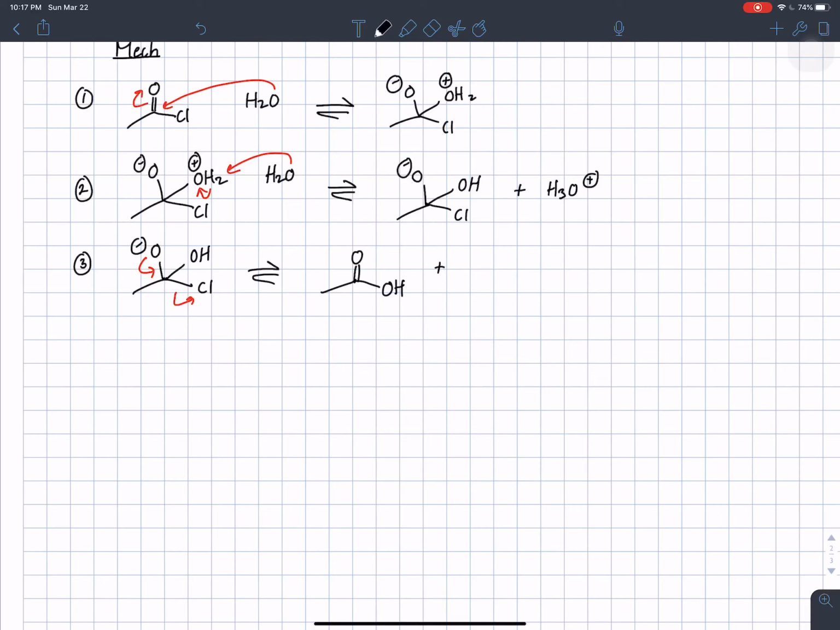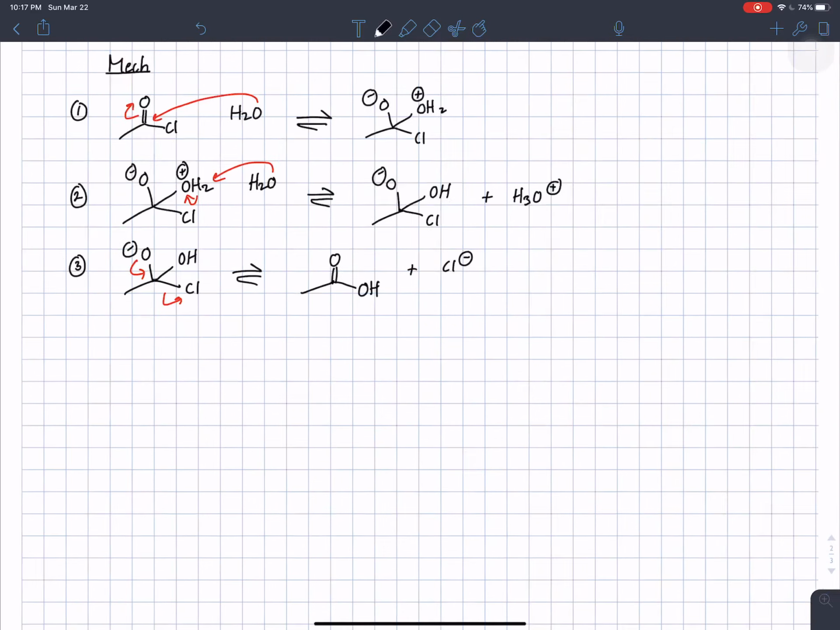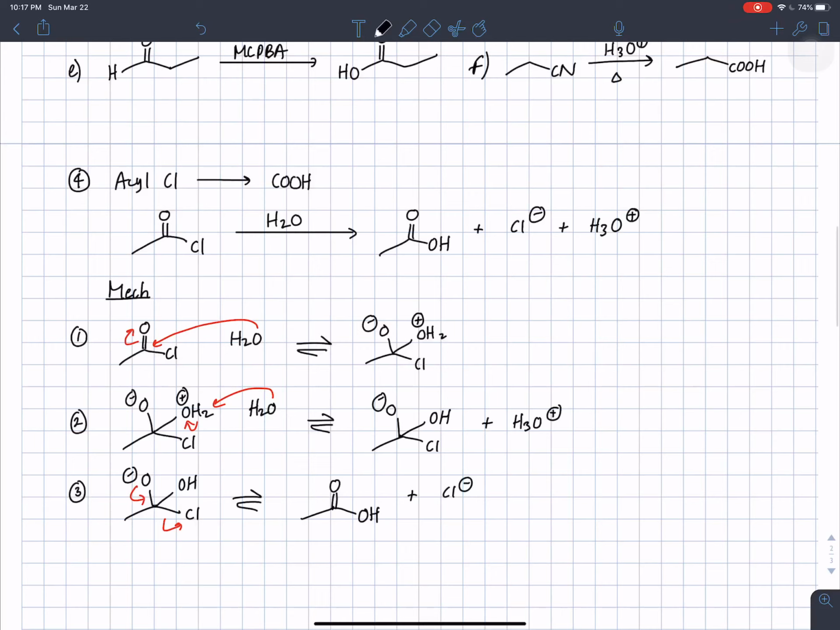So you don't even need anything. You literally just need water and this reaction happens. So pretty simple. Any of the most reactive ones, which will include acyl chloride and anhydride, will just need water to turn into carboxylic acid. So that was our first reaction right there.